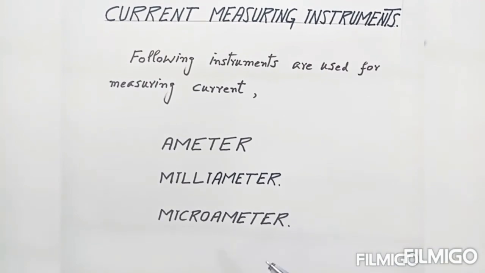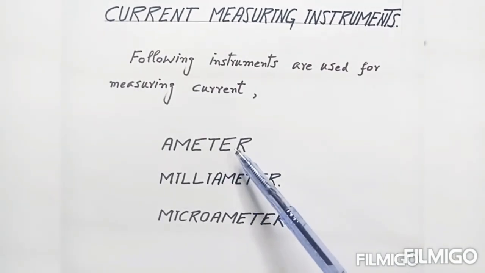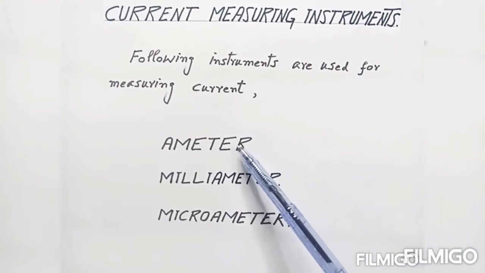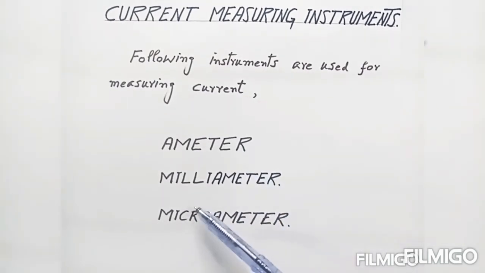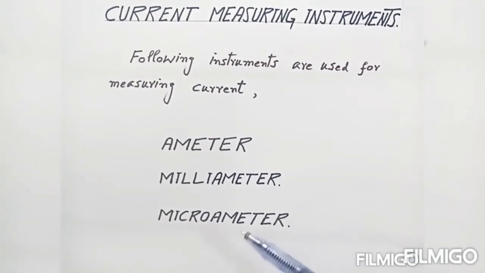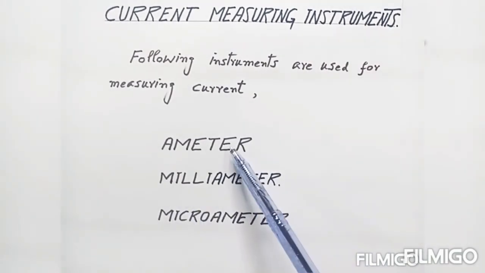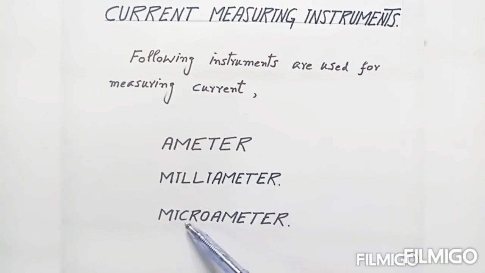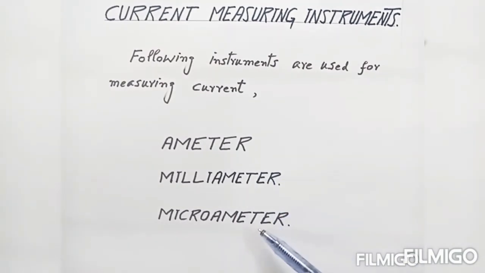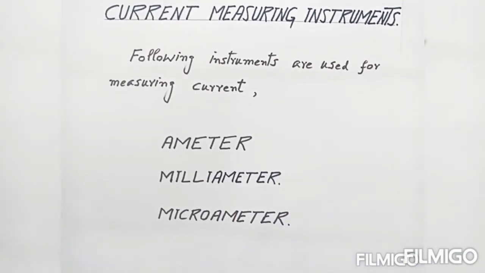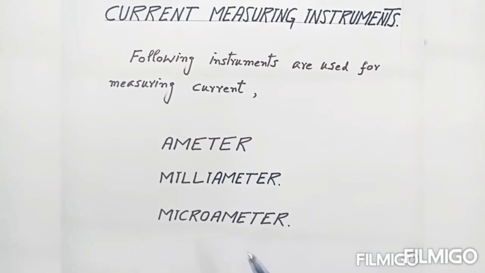And I can show you these meters. And there are meters for measuring AC current and DC current. For AC current, there are AC ammeter, milliammeter, microammeter, and for DC current, we have DC ammeter, DC milliammeter, DC microammeter. So for both the currents, we have separate ammeters. These are the current measuring instruments I can show you.